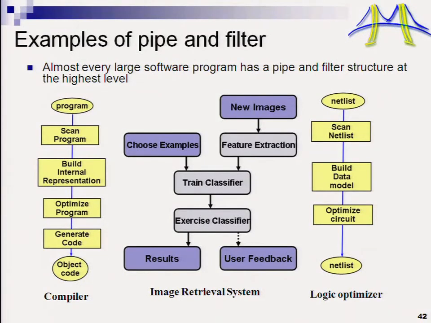You can use the same analogy inside of a program. An obvious case is image processing and computer vision, where you have a series of transformations you apply to your data, and eventually you want a number to pop out at the end. That sounds like a good one. This is basically a pipe and filter. So again, these are the filters, these are the pipes, and an image retrieval system, compiler, logic optimizer. These are, again, pipes going through filters.